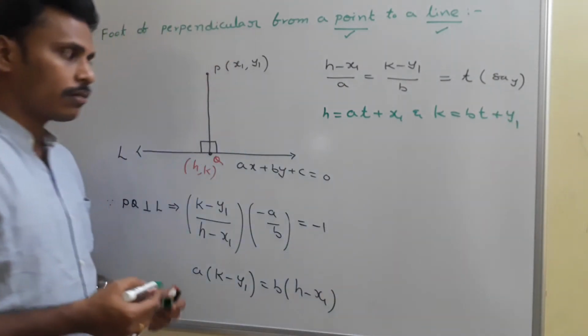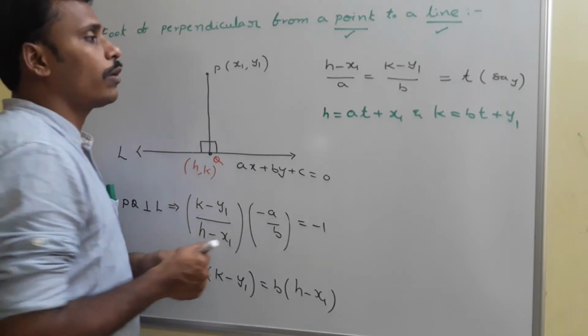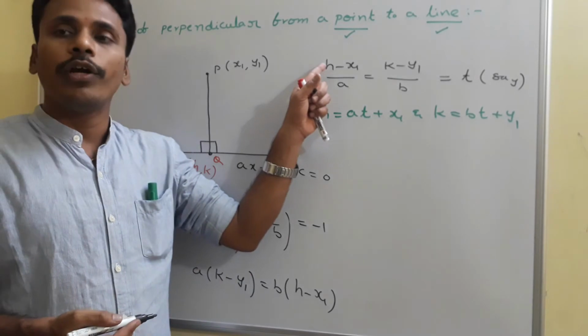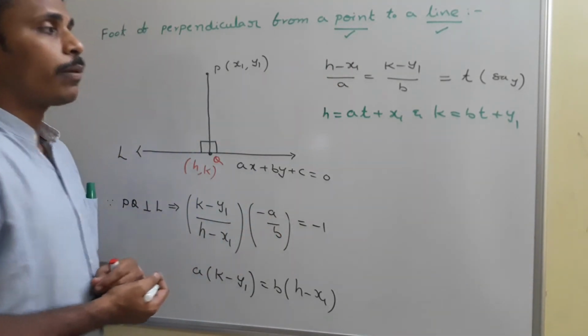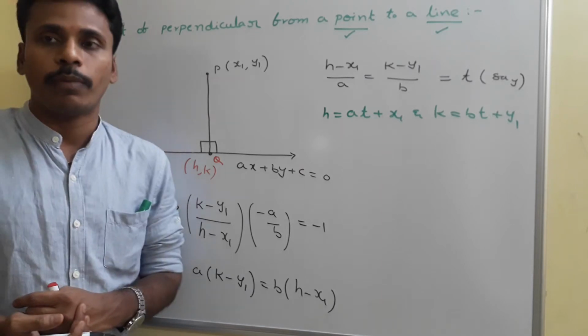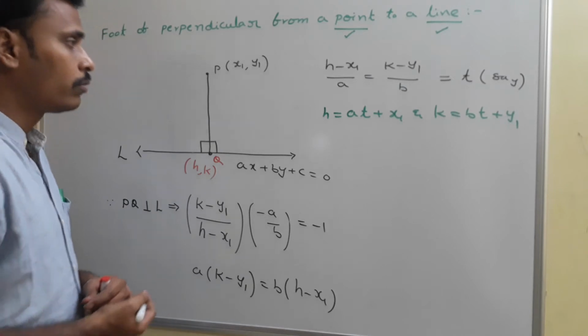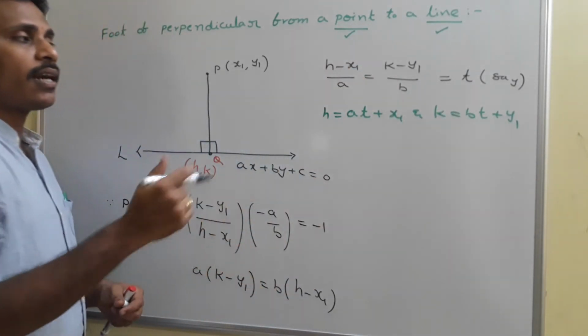Is there anything wrong? Nothing wrong actually, right? Just look there. Since (h minus x1) by a and (k minus y1) by b is equal to t, then you are going to make h and k the subject. So h is equal to at plus x1 and k is equal to bt plus y1. Yeah, our intention is to find h comma k, right? And now we don't know this t. Then if you find t, there ends our task.